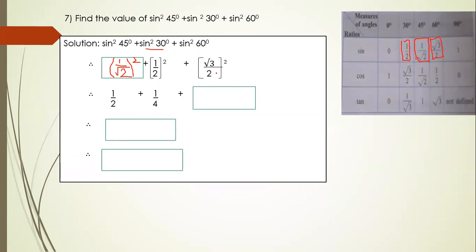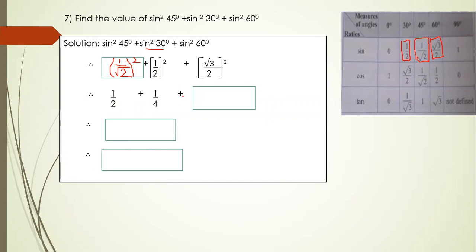Now, in the next step, we will do the squaring, right? So 1 square is 1. And what is root 2 square? Root 2 square is 2. Okay. This plus copied as it is. 1 also as it is. 1 square is 1, right? The square of 1 is 1. And then 2 square. What is the square of 2? The square of 2 is 4. So it is written 1 upon 4.